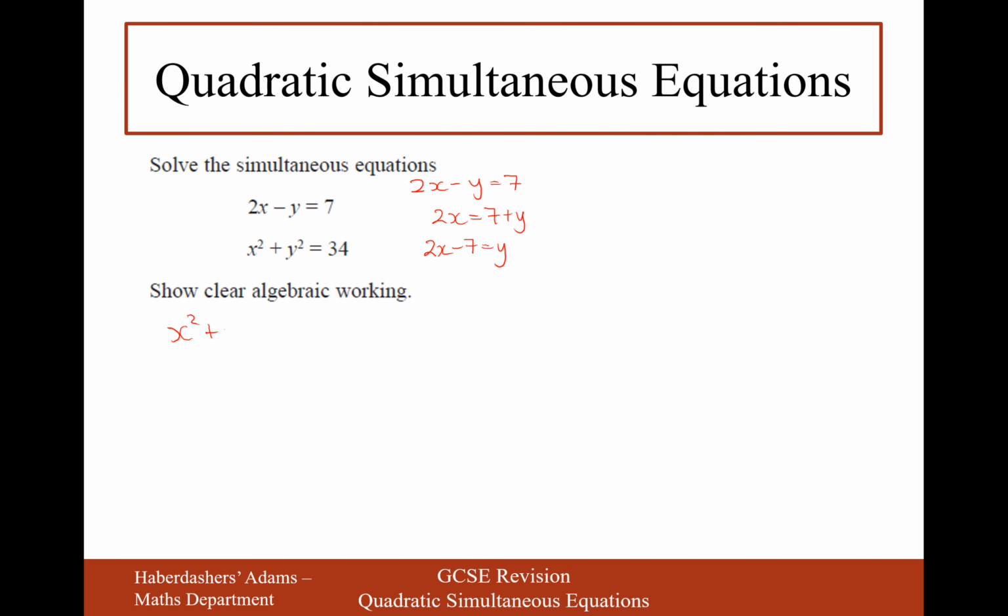So x squared plus y squared equals 34. And we're going to replace y squared with 2x minus 7. The y was being squared, so the bracket needs to be squared as well. The next thing we need to do is to treat this squaring as two brackets that are multiplying together.